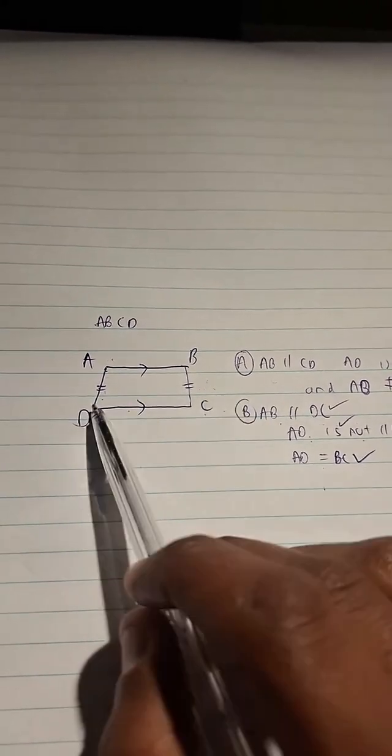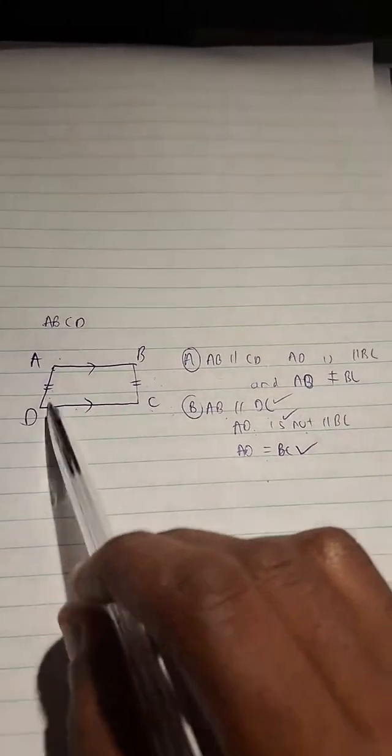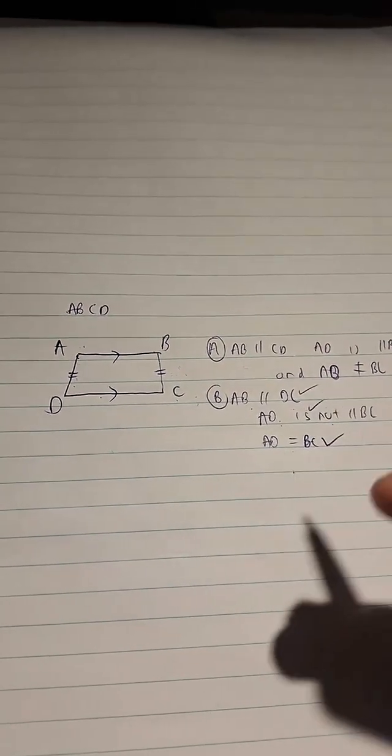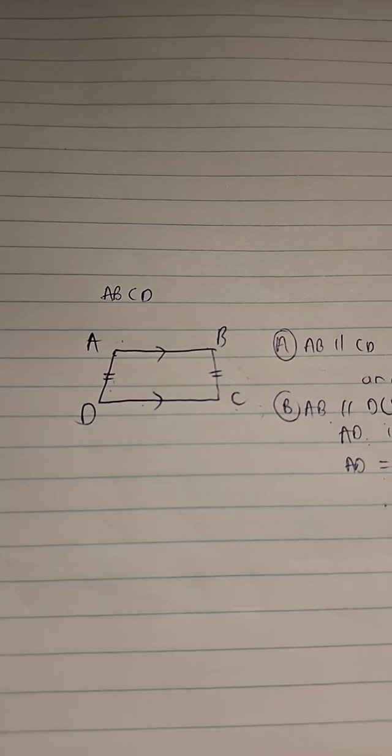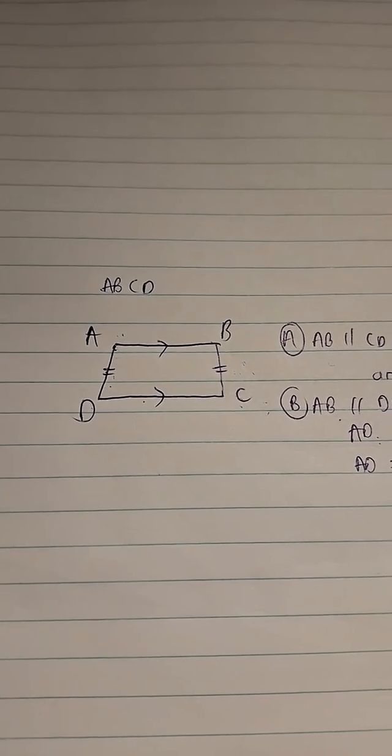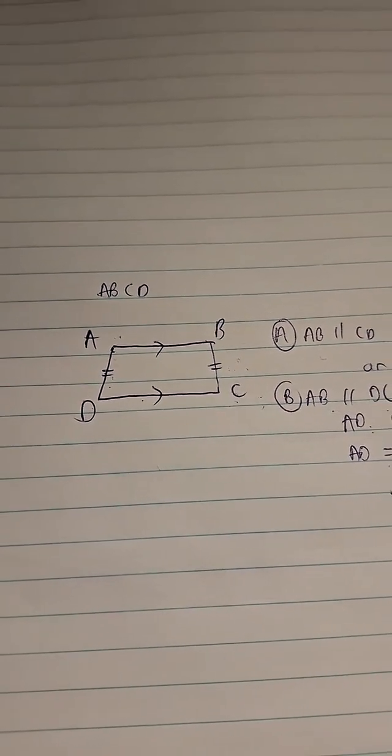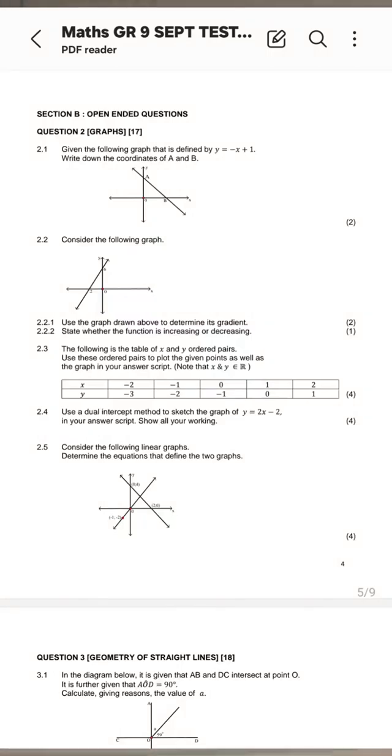Look at A. They're saying AB is parallel to CD. The order is important. AD is parallel to BC? No, AD is not parallel to BC. And AD cannot be equal to BC? That's not true. AD can be equal to BC in some cases. So I think we are done with that question. That is option B. I would choose option B for those obvious reasons, and I would leave it there.